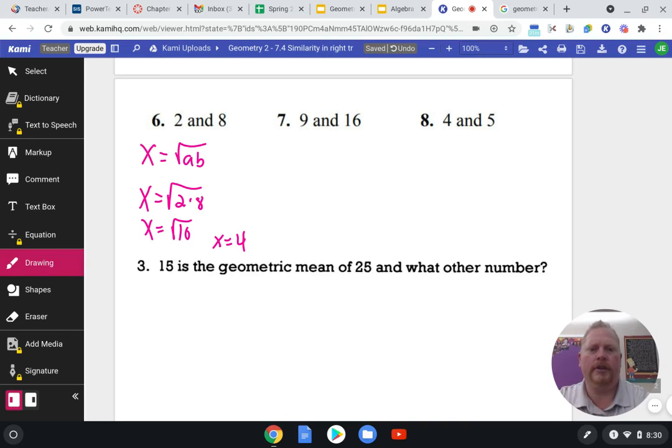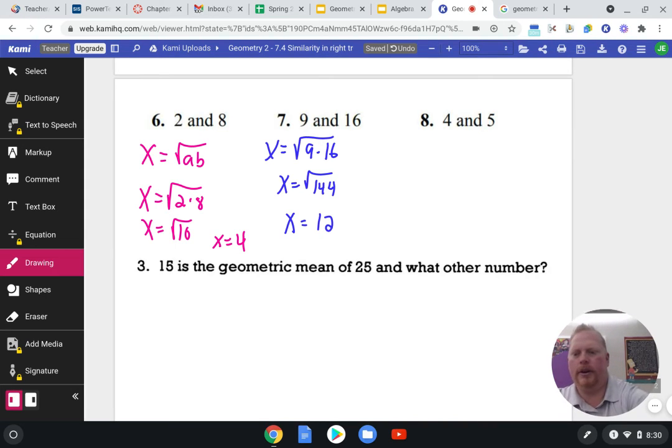Pretty easy. 9 and 16. So the square root of 9 times 16. 9 times 16 is 144. So x would equal 12.